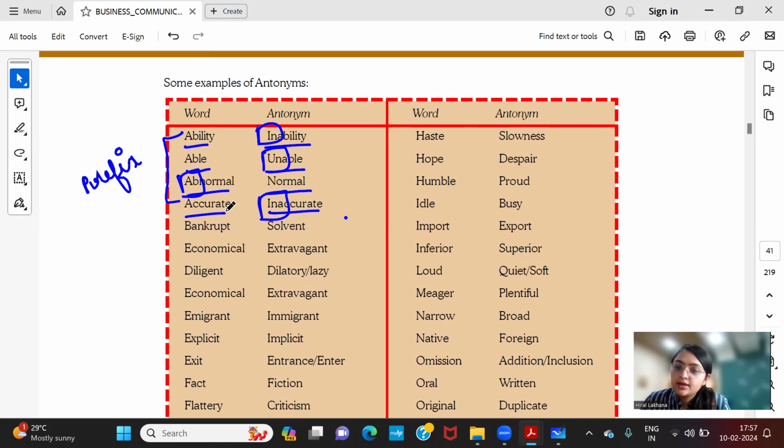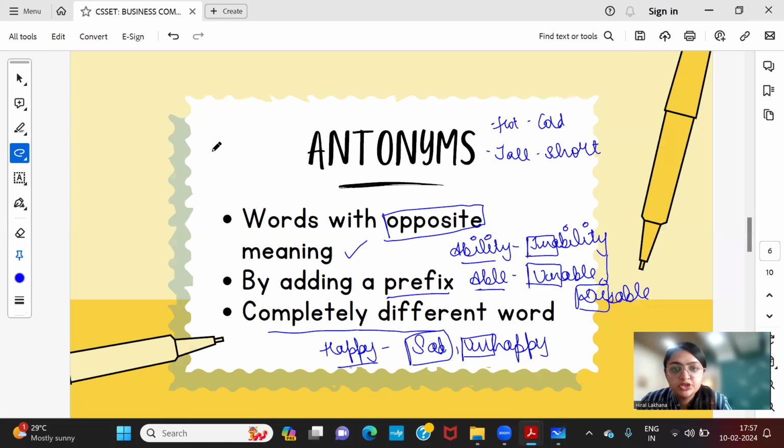Similarly, the other type we had is a completely different word. As against bankrupt, we have the antonym solvent. For economical, we have extravagant. For diligent, we have lazy. For economical, we have extravagant like we saw earlier. For explicit, we have implicit. For exit, we have entrance. So this way, antonyms are words that give out the opposite meaning. So moving on to the next part of our chapter.